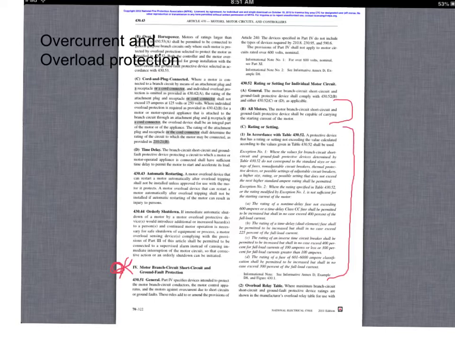So here's section 430.51, motor branch circuit short circuit and ground fault protection. 430.51 gives us the general characteristics and specifics, and then 430.52 gets into more of the rating or setting for individual motor circuits. Then we're going to spend some time looking at Table 430.52, the table we use to apply a percentage rating to the motor current rating that we would find in Article 430.250 or .248.